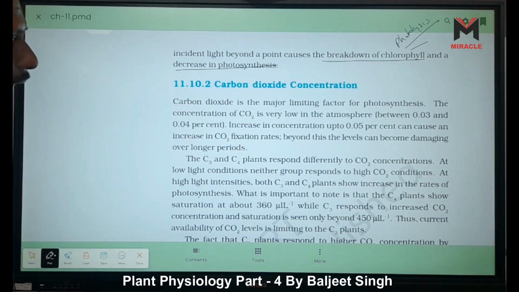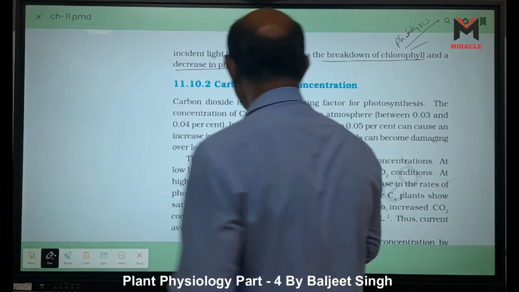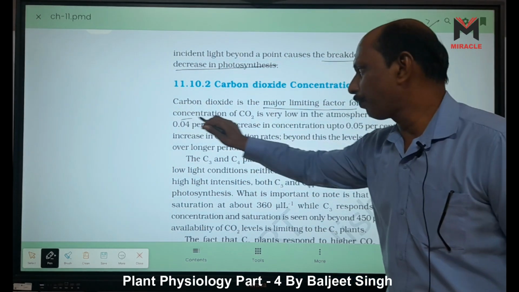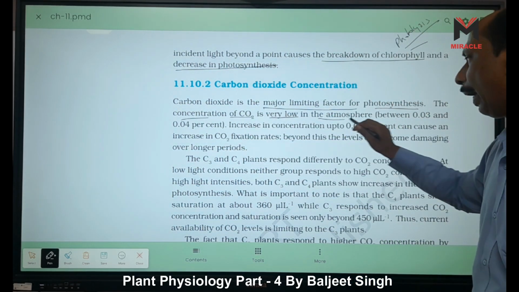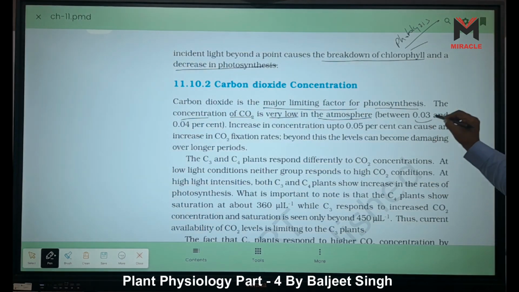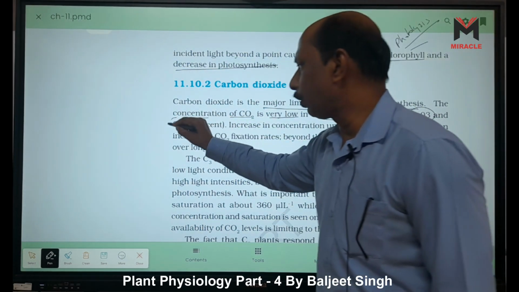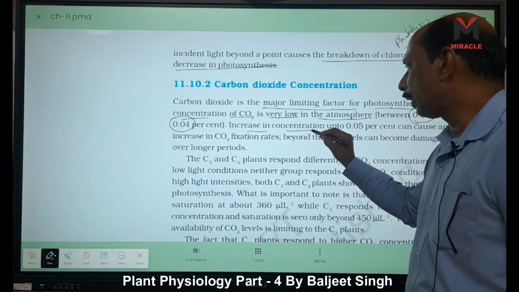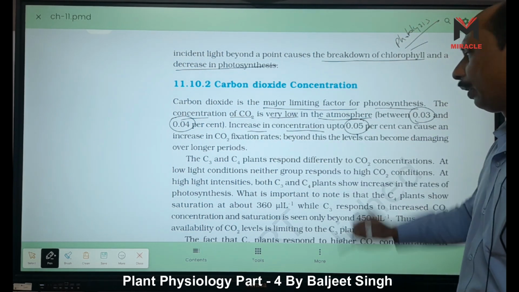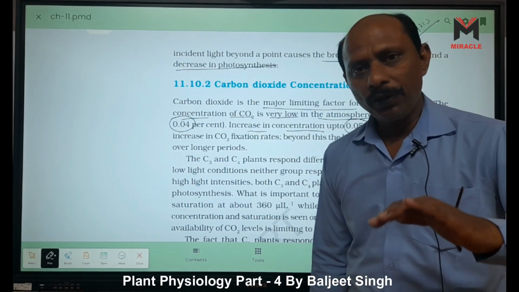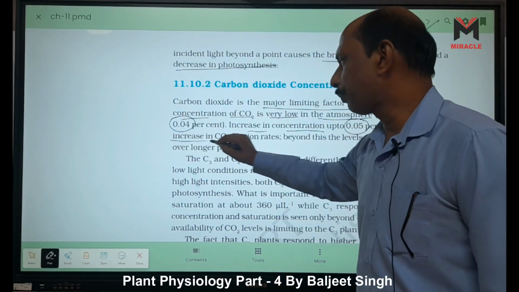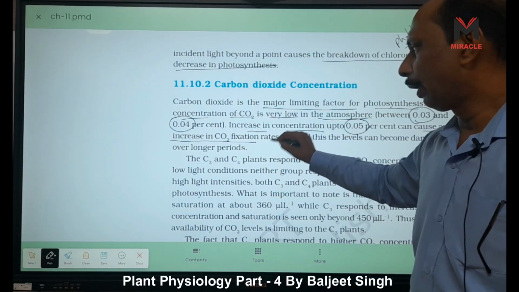Now second is carbon dioxide concentration. This is the major factor, right? Carbon dioxide is the major limiting factor for photosynthesis. The concentration of CO2 is very low in the atmosphere. It is between 0.03 and 0.04%, right? When we increase the concentration up to 0.05, the carbon fixation is also increased. At that time, it causes an increase in the CO2 fixation rate, right?